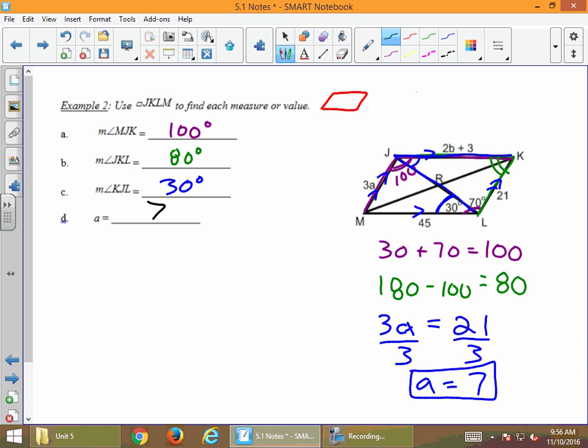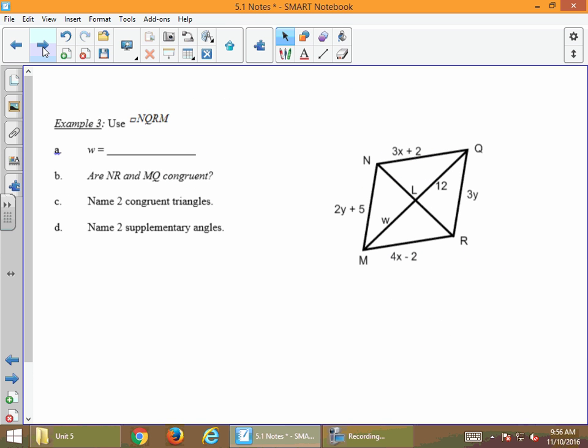Questions on that one? A lot of good stuff. Alternate interior angles, supplementary, opposite angles, congruent, all this good stuff here. No questions? None? Next. This guy, again, there might be a little typo on your paper. Make sure you're fixing that or you understand what it is. But we're using parallelogram NQRM. I wish it was an O, it would have been norm, but whatever. So we got to find those things. There's my picture.